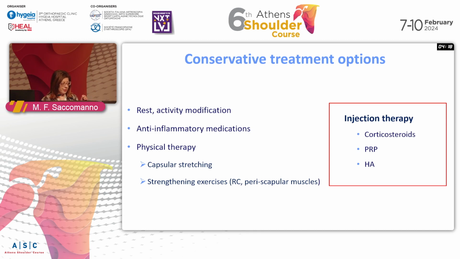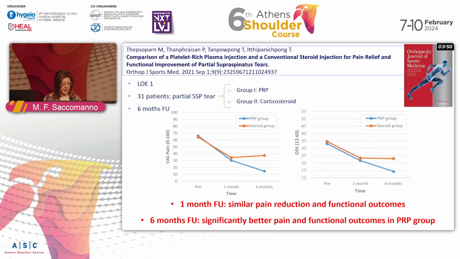Sometimes, when they are very, very painful, this type of lesion can be associated with an initial stage of frozen shoulder, so capsular stretching is important, as well as strengthening exercises. Injection therapy has a huge role, first for pain control. There are different modalities: corticosteroid injection, growth factors, mesenchymal stem cells, and hyaluronic acid. Let's take a look at the most used ones.